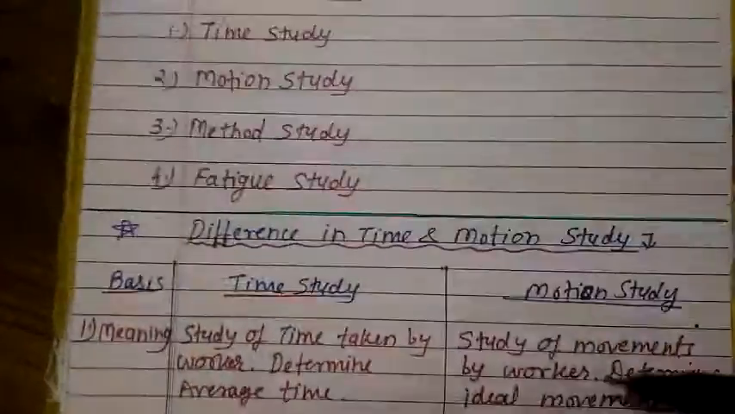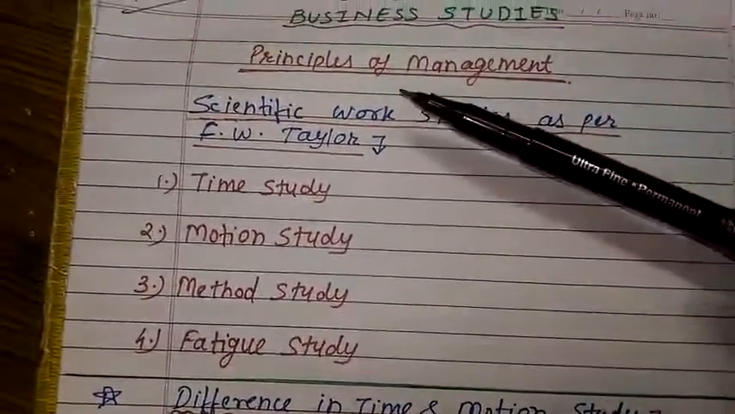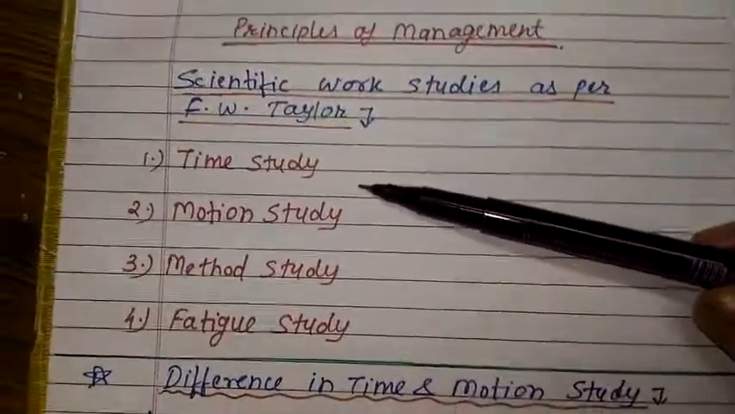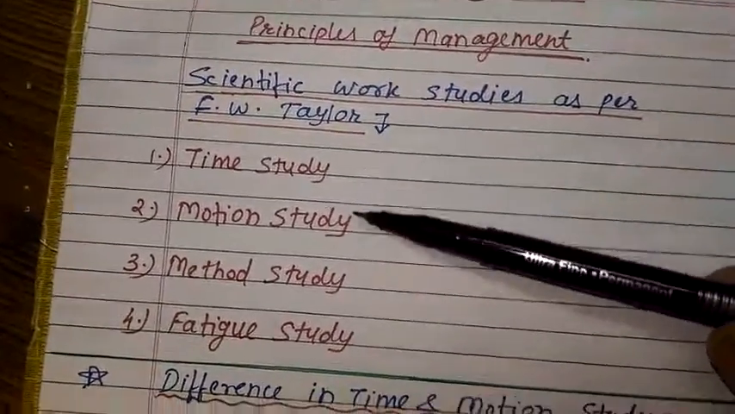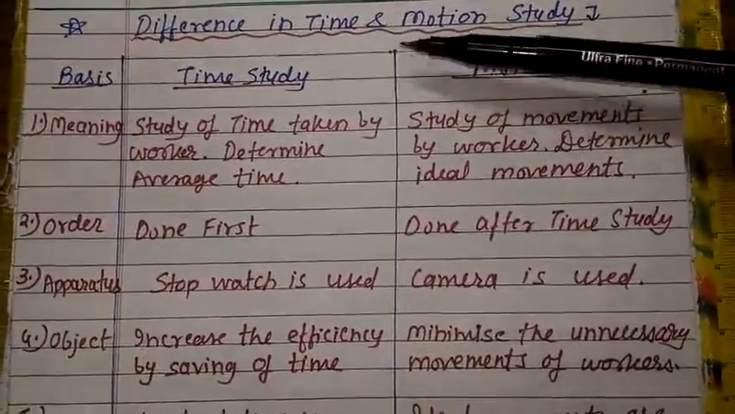So today in this video we studied the types of scientific work study. They are of four types: time, motion, method and fatigue study, and the difference between time and motion study.